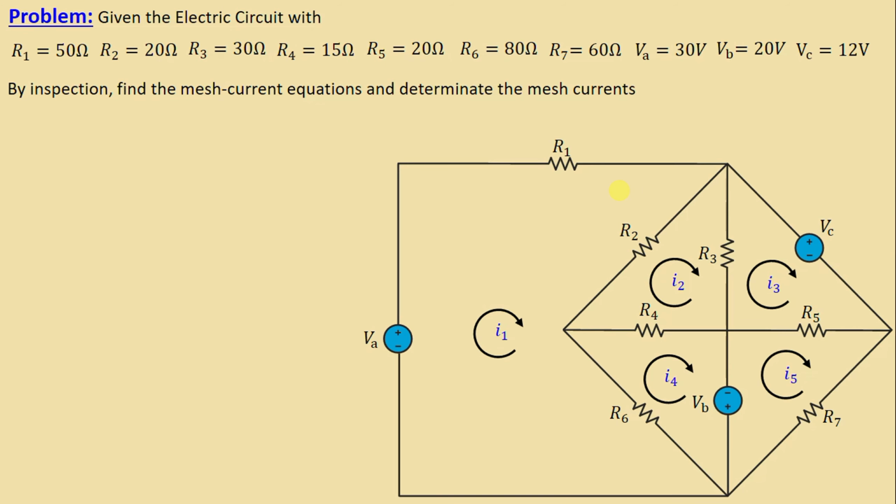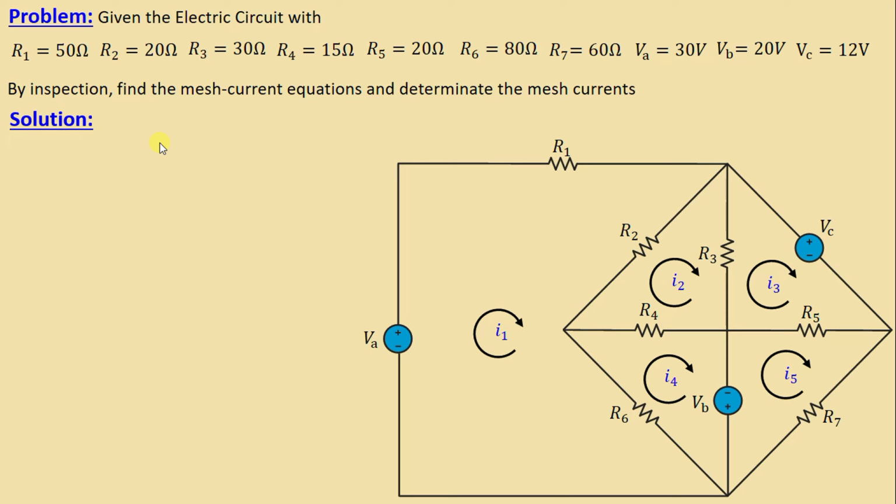Given the electric circuit consisting of 7 resistors labeled R1 through R7, as well as the 3 independent voltages VA, VB, and VC. The question now: by inspection, find the mesh current equations and determine the mesh currents. Let's move on to the solution.